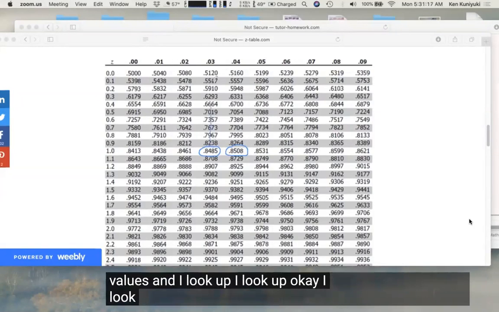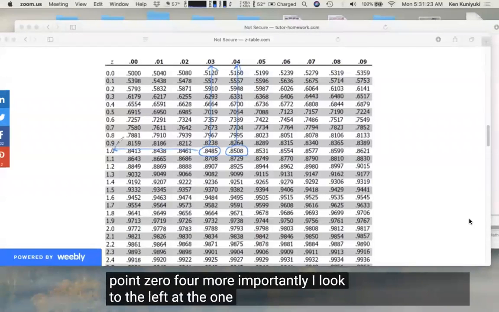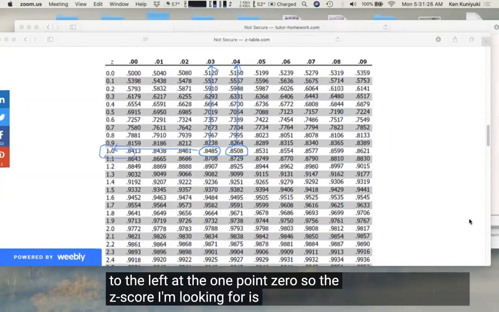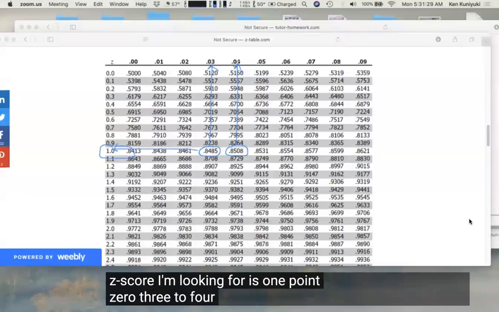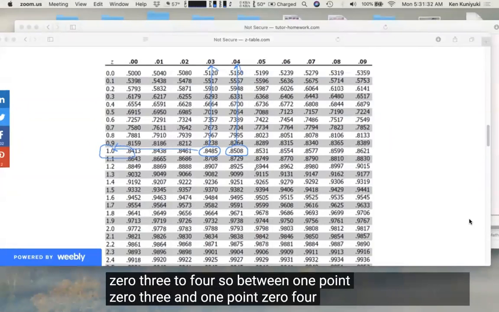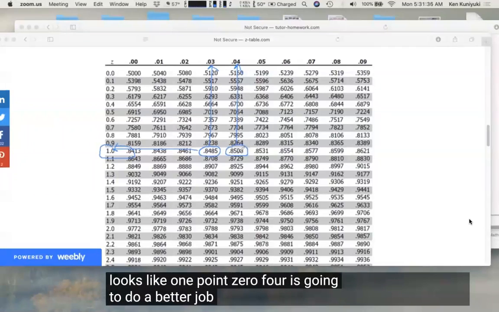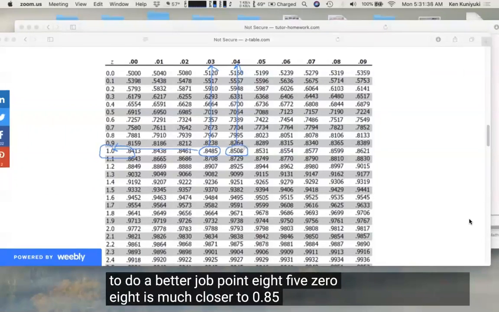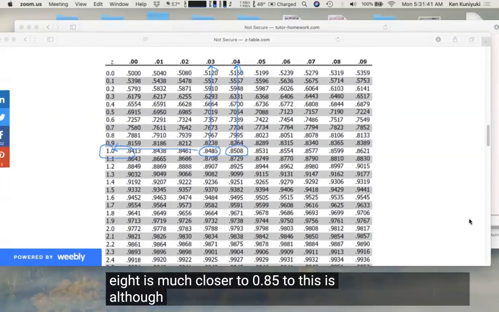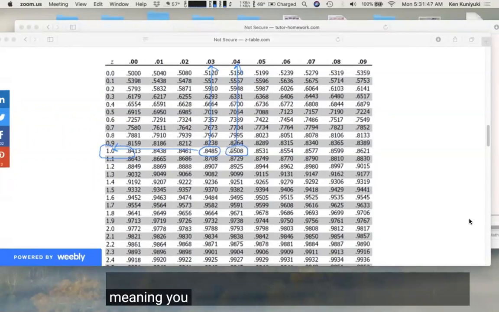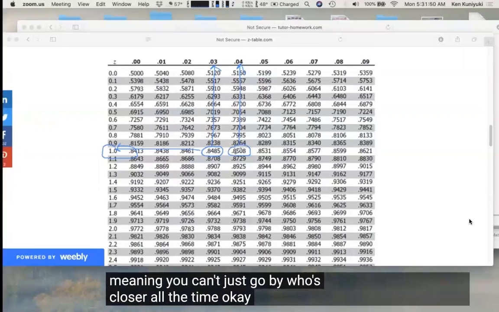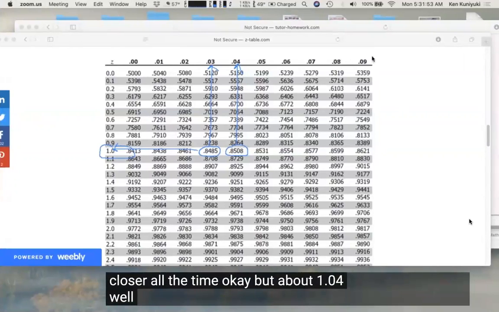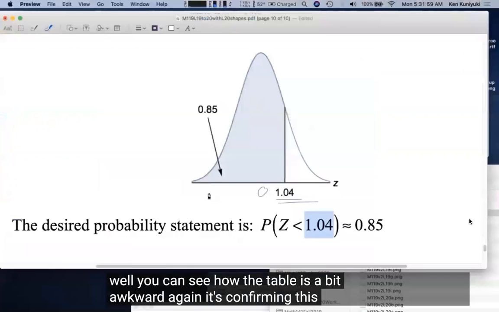Okay, I look up to the 0.03 and 0.04. More importantly, I look to the left at the 1.0. So the z-score I'm looking for is between 1.03 and 1.04. It looks like 1.04 is going to do a better job. 0.8508 is much closer to 0.85 than this is, although the interpolation is not purely linear, meaning you can't just go by who's closer all the time. Okay, but about 1.04. Well, you can see how the table is a bit awkward. Again, it's confirming this picture over here.